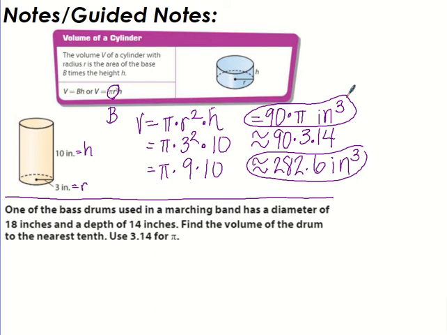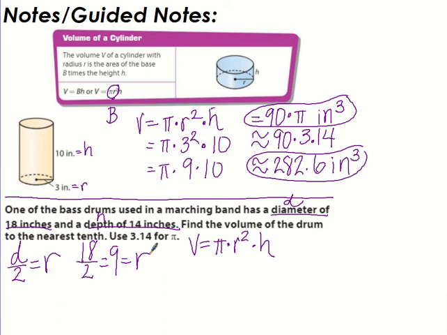So that's kind of more our final answer, but this also, if it says so, works as well. Okay, so one of the bass drums used in a marching band has a diameter of 18 inches and a depth, that's the height, of 14 inches. Find the volume of the drum to the nearest tenth. So we're going to use the same formula. Volume equals pi times radius squared times h. But this gave us the diameter. And I can't use the diameter, so I'm going to have to go diameter divided by 2 to get my radius. So we're going to do 18 divided by 2, which is 9, to get our radius.